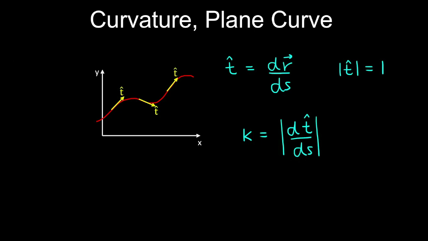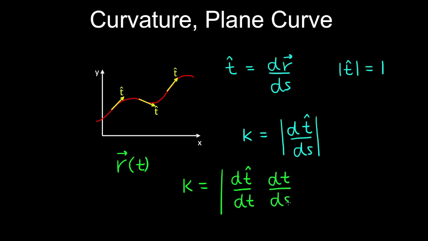And if the smooth curve is already defined by the position vector as a function of the parameter t, then using the chain rule, we can write the curvature as a derivative of the tangent vector with respect to t, multiplied by the derivative of t with respect to the arc length parameter.